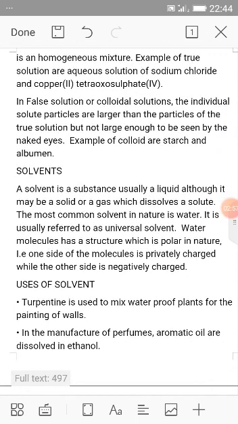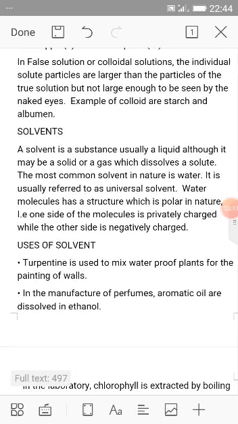Now move to the next one, which is a solvent. A solvent is a substance, usually a liquid, although it may be solid or gas, which dissolves a solute. Now, in a solution, when the solvent is higher than the solute, one kind of solution is formed. And when the solute is more than the solvent, another one is formed. Let's continue and we'll get to understand them.